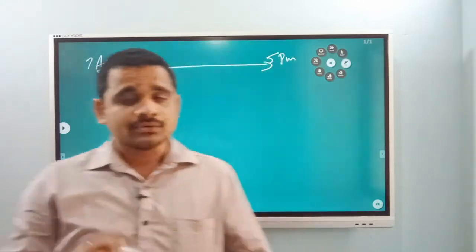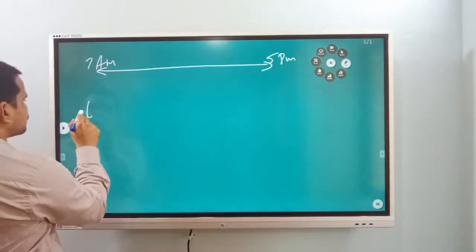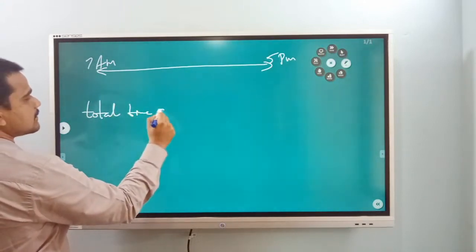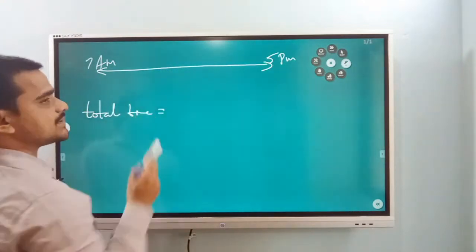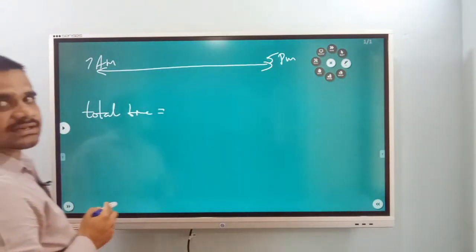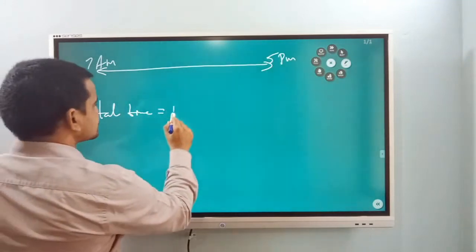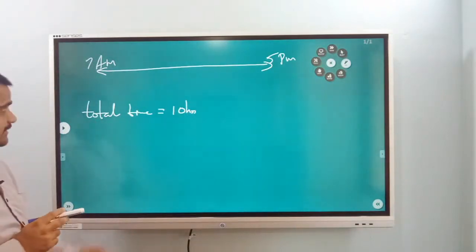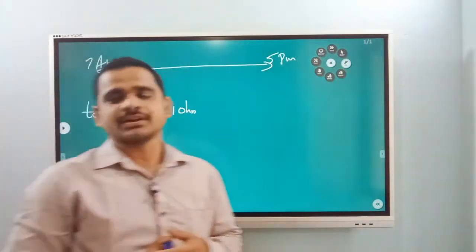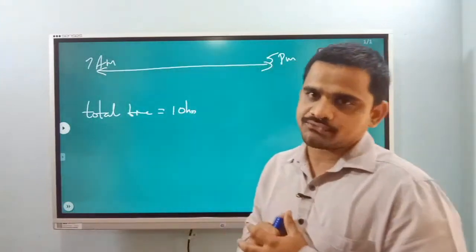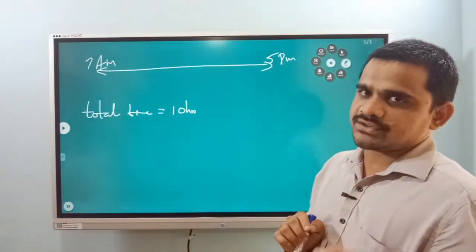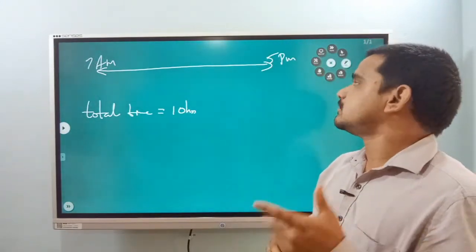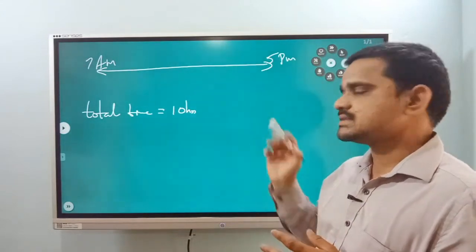What is the total time of journey? From 7 a.m. to 5 p.m., that is 10 hours. Correct? 10 hours is the total time of journey. 7 o'clock to 12 o'clock is 5 hours, and from there 5 more. You started your journey from your home and will reach the destination, Bangalore, by 5 p.m. Means the total time of journey is 10 hours, right?